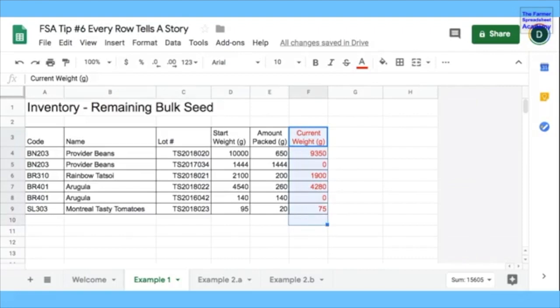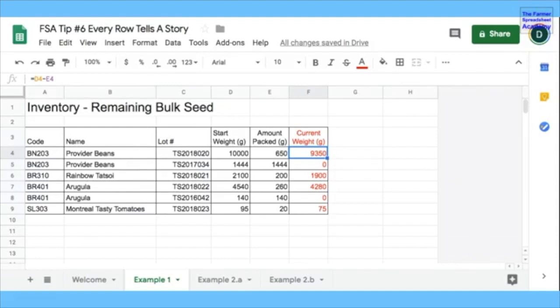And I like to mark red all the columns that have formulas so I can know what is updating and what isn't. That's why this is in red. So this formula here is the start weight minus the amount packed. Now, you got the information you're looking for here.